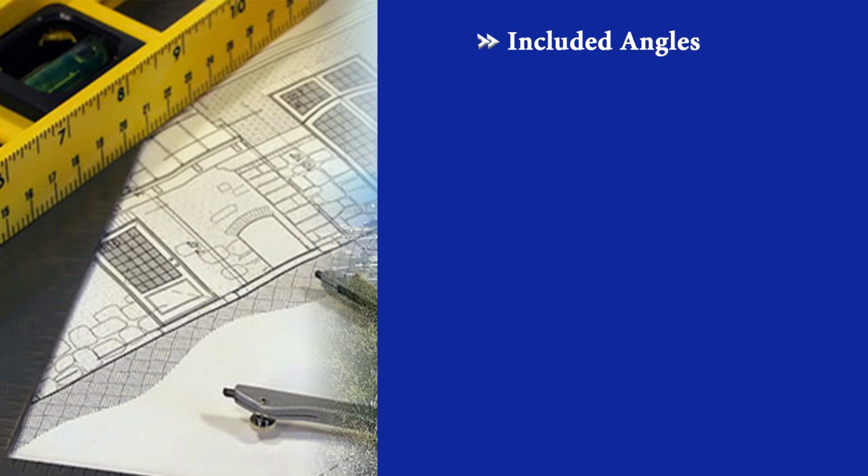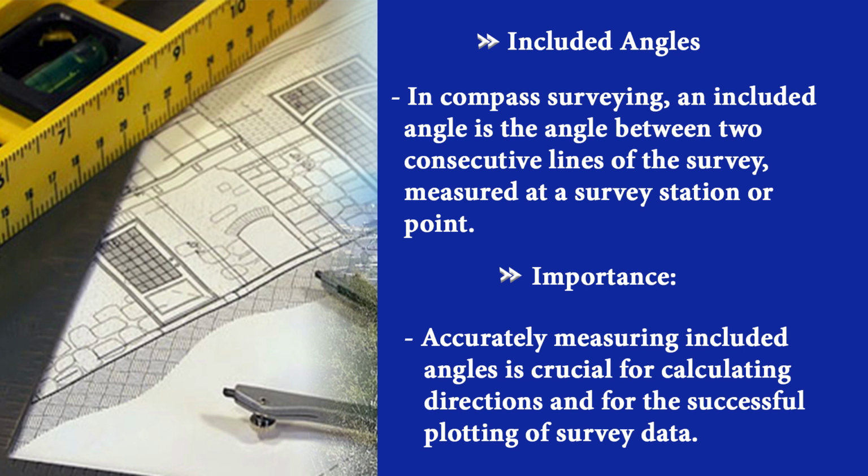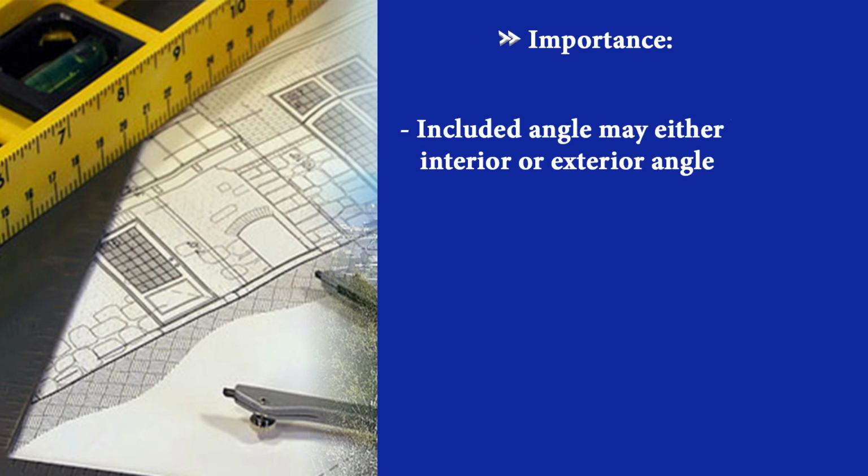Now, let's discuss what included angles are. In compass surveying, an included angle is the angle between two consecutive lines of the survey measured at a survey station or point. So, what is the importance of this included angle? Accurately measuring the included angle is crucial for calculating directions and for the successful plotting of survey data. Included angle may either be interior or exterior.